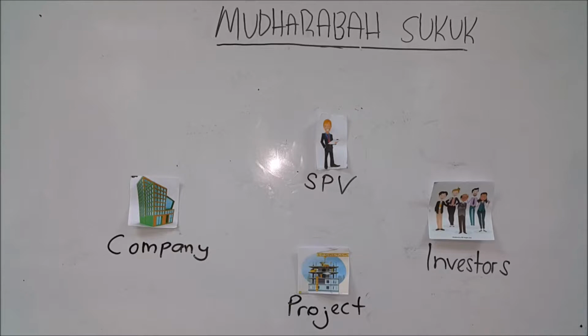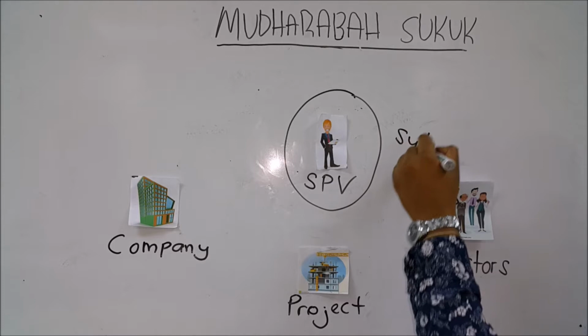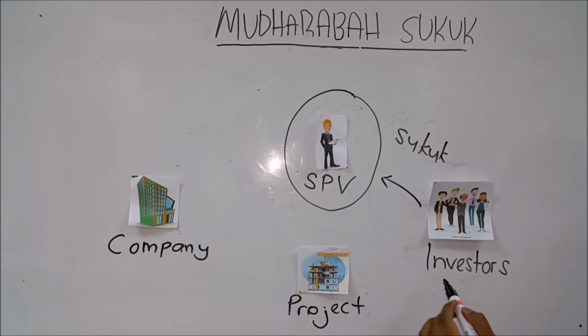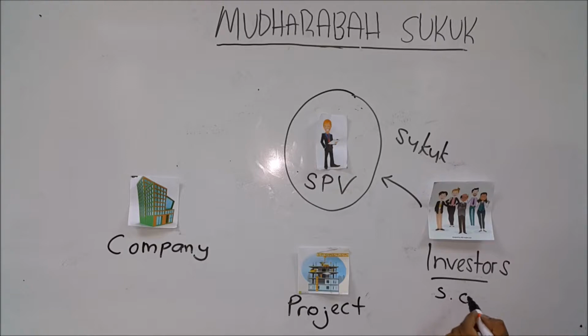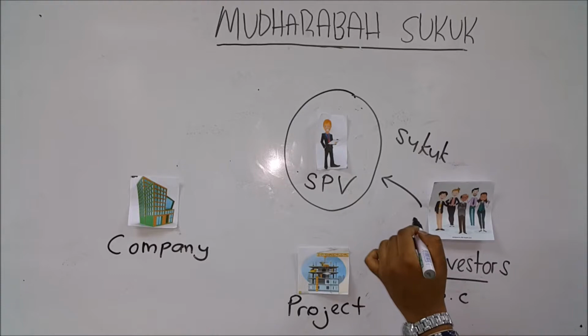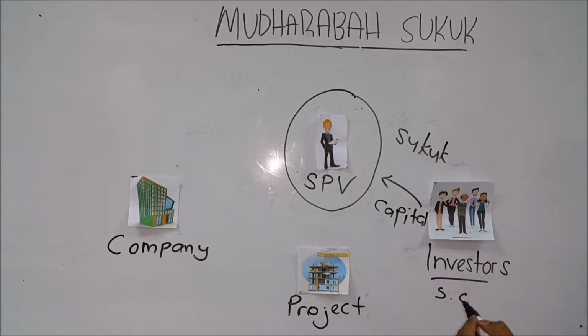SPV will issue the sukuk. The investors will subscribe for the sukuk. Each investor's purchase of sukuk represents units of equal value in the mudaraba capital and is registered in the names of the sukuk certificate holders on the basis of undivided ownership of the mudaraba capital. This means the investors will provide capital to the SPV. The SPV will act as a trustee on behalf of the investors.